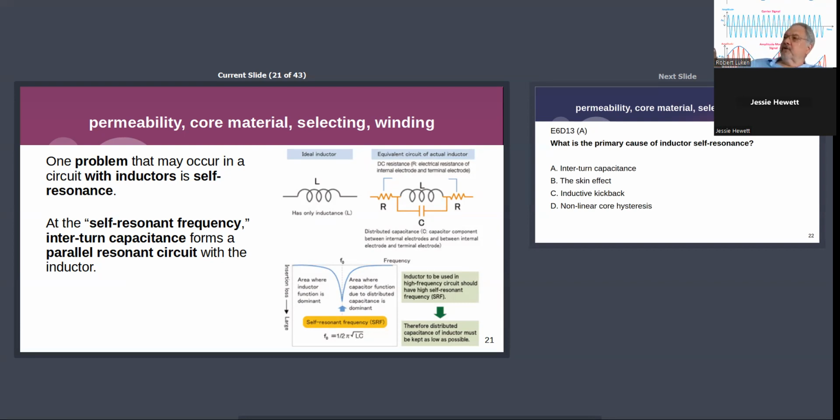So the effective circuit for the inductor is you've got some series resistance and that inter-winding capacitance they call stray capacitance. The closer the coils are together, the more capacitance you're going to have. If you spread them apart, you decrease the capacitance, but you're also decreasing the inductance. So it's kind of a game that you play to put the self-resonant frequency someplace where it's not a problem.